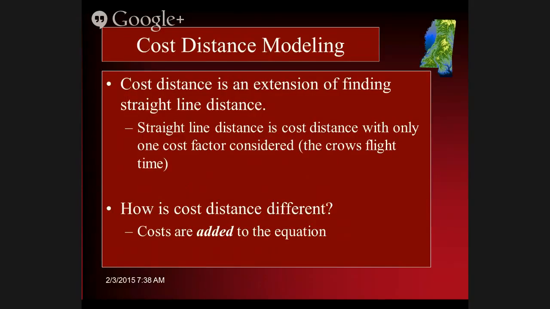In cost distance modeling, it really is an extension of finding straight line distance. So we can think about straight line distance as being cost distance with only one factor considered, and that is the actual distance. ArcGIS calls it the Euclidean distance. All right, so the way that it's different is that costs are added to the equation. So we're going to consider costs and not just distance.